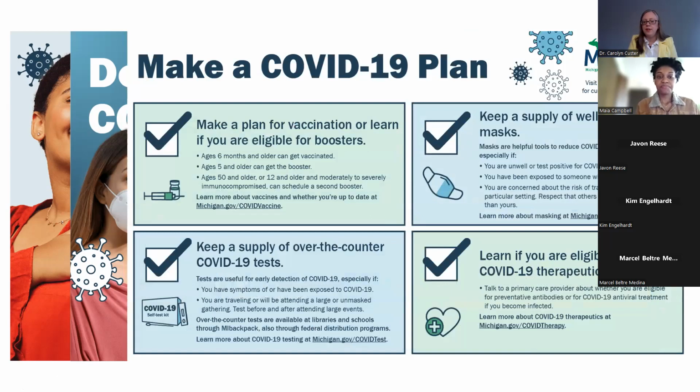And the last one, make a COVID-19 plan. There's 4 really good points on this flyer. What do you think about all the extra information? Does anyone have any thoughts on this one?